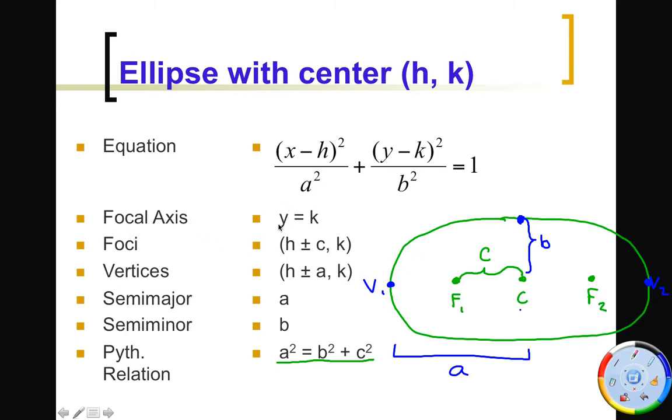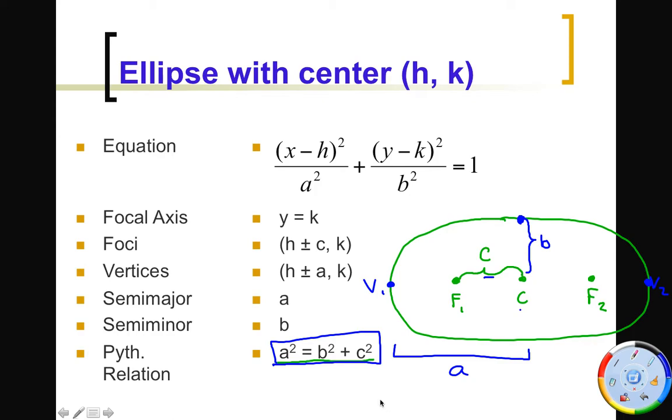All right, so pay attention here. The focal axis is y equals k. The foci, because this is short and fat, are going to be c units to the left and to the right of my center. The semi-major axis length is a. The semi-minor axis length is b. And please make very big note of this. Too many people get this wrong because they think it's a squared plus b squared equals c squared, where it's not. A is the longest length in an ellipse.